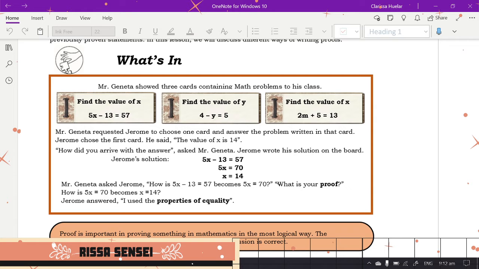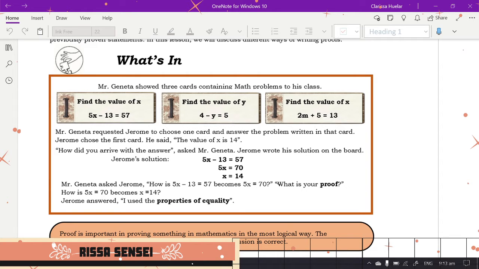sasabihin kagad yung answer. Kasi, in math, ang pinakamahalaga sa amin is the process. Kung paano siya sinagot, kung bakit ganun yung answer. Okay? The answer is important, pero syempre, mas mahalaga kung ano yung proseso, kung paano ginawa. So, how did you arrive? Mr. Gineta asked, how did you arrive with the answer? And the student showed his solution on the board.